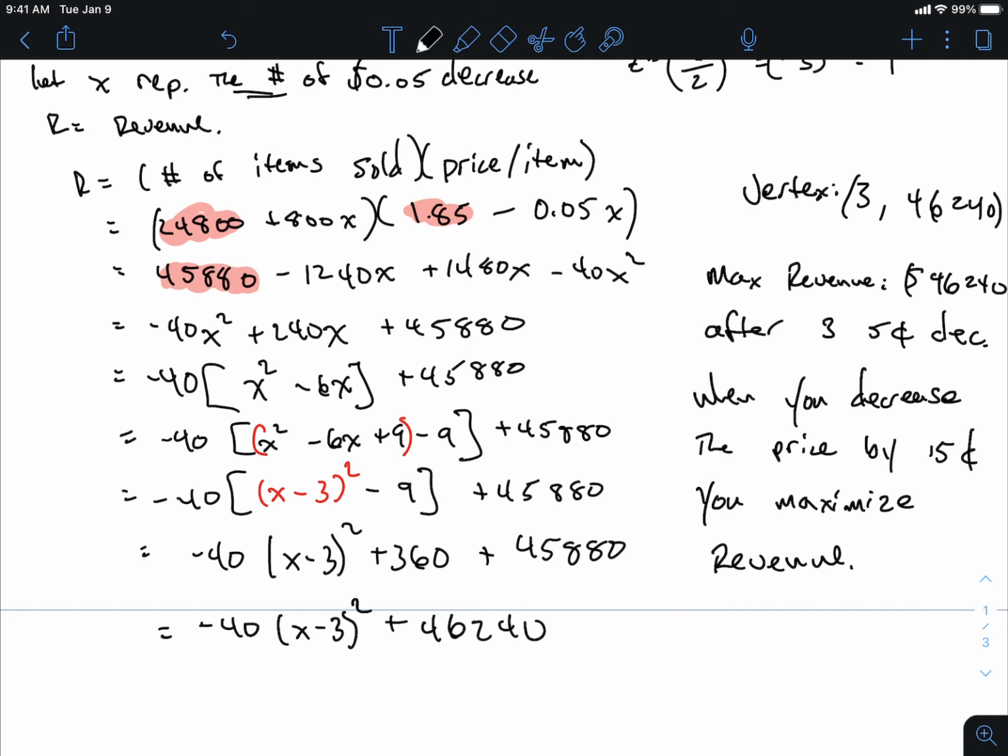What's the fare price then? Like how much is it going to cost to ride the bus? It started at $1.85. It's going to cost $1.70 to ride the bus. That's going to maximize the city's revenue for the buses, okay?